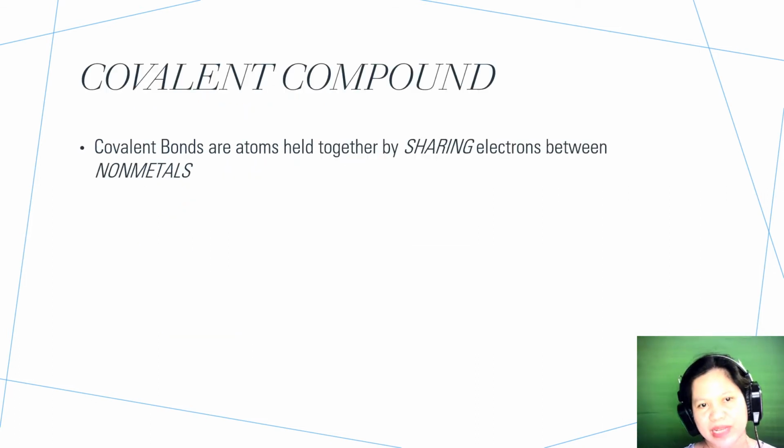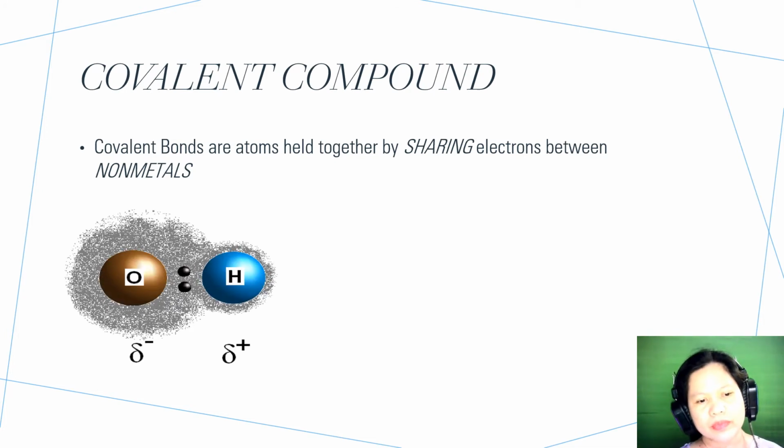This time, we'll be dealing with covalent compounds. So when I say covalent compounds, covalent bonds, bonds of atoms held together by sharing electrons between non-metals. So pag sinabi natin covalent, non-metal plus non-metal. So walang involved na metal dito sa covalent bond. So for example, you have OH. Oxygen is non-metal, hydrogen is non-metal. So there will be sharing of electrons.